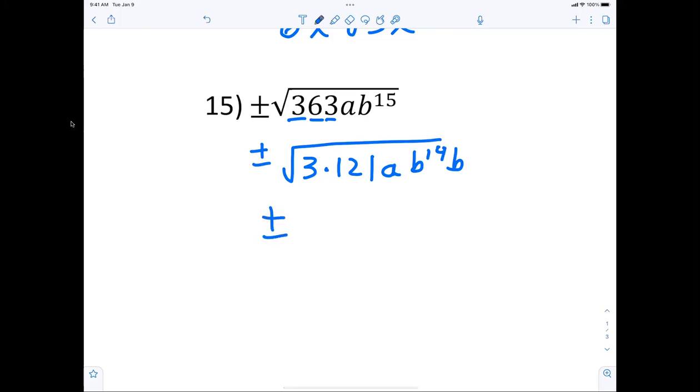Now, plus or minus, what's the square root of 121? 11. What's the square root of b to the 14th? b to the 7th. And what's left behind? 3ab.